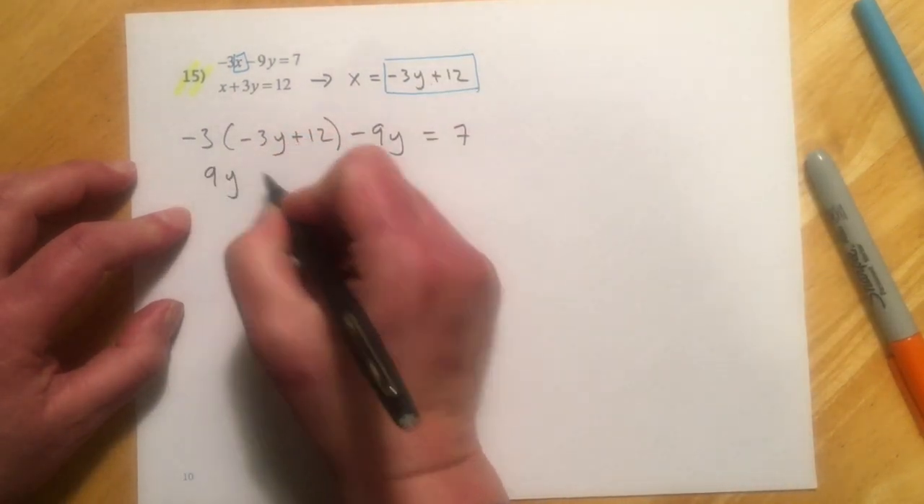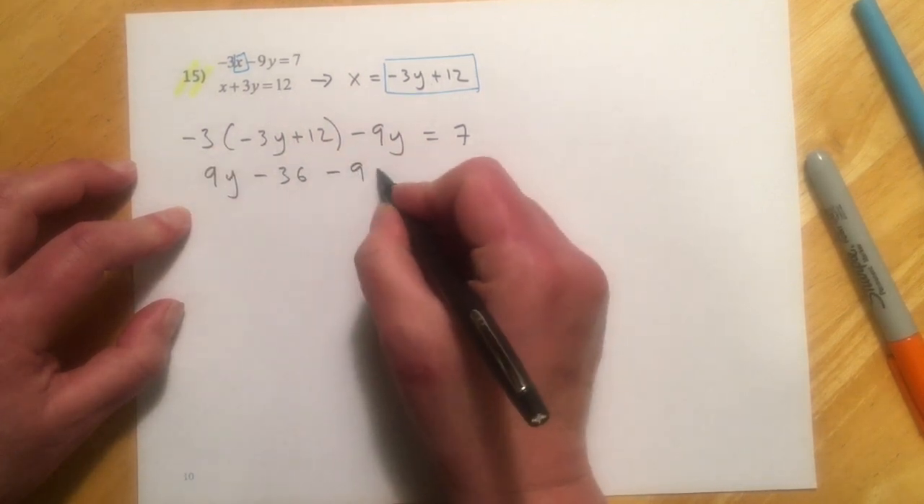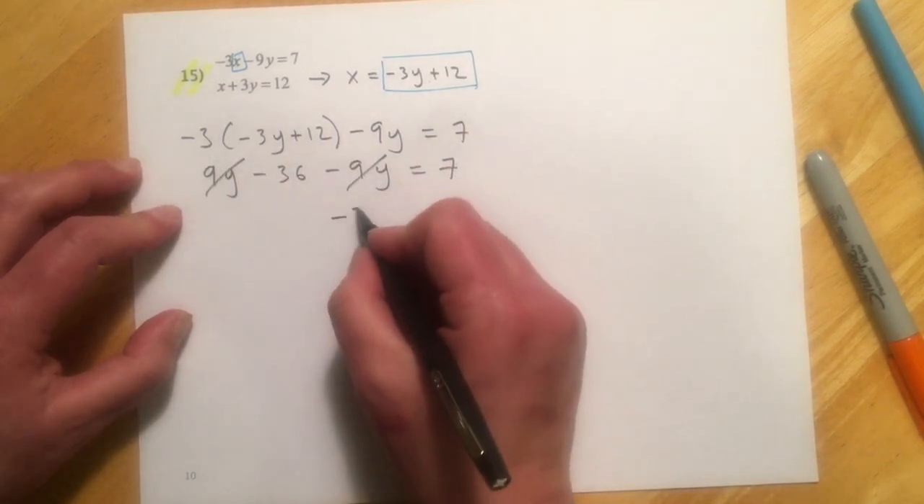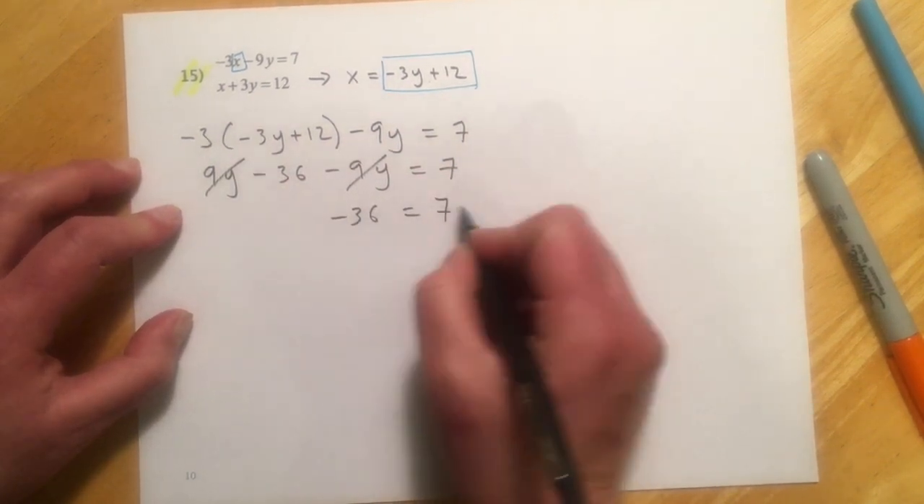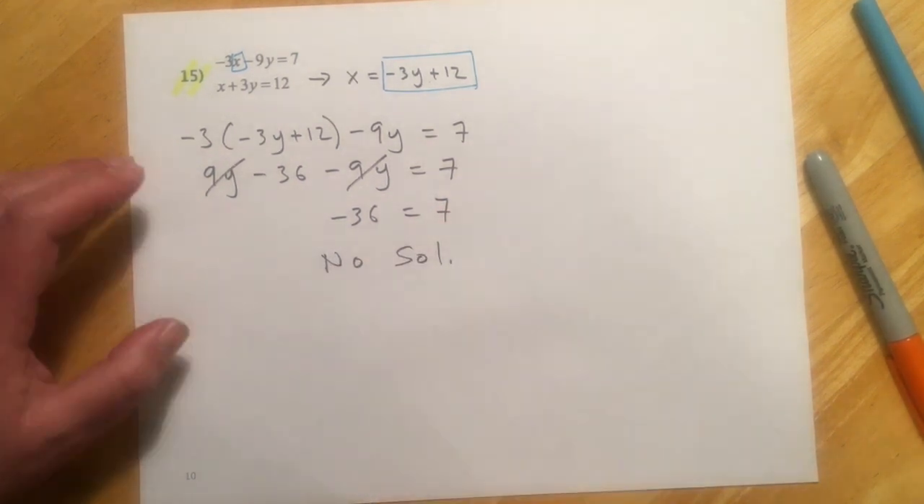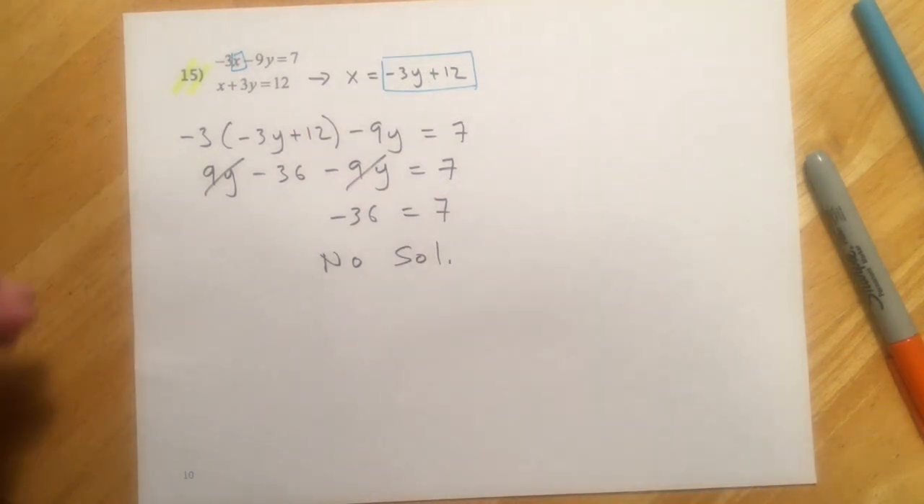So 9y, 36, minus 9y equals 7. You can see the variables are dropping out. I'm left with this very false statement, so that is a no solution. Okay, so that wraps up two variable systems of linear equations.